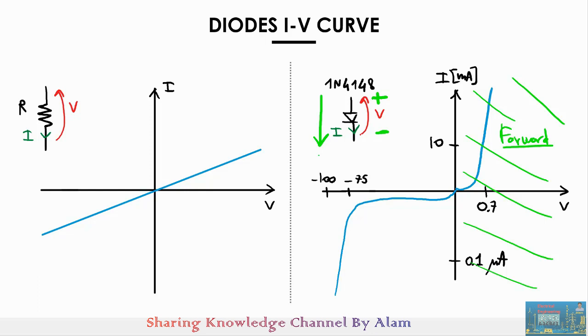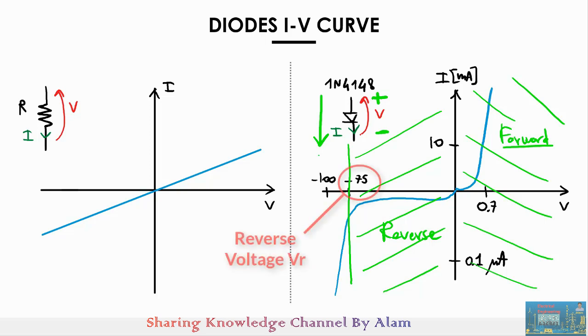The second region is called reverse. And the diode is said to have a reverse bias. In this region, the voltage is negative, from 0 volt up to, for this specific model of diode that I picked, the 1N4148, just an example, all the voltages from 0 to minus 75 volts. Minus 75 volt is called the reverse voltage of the component.